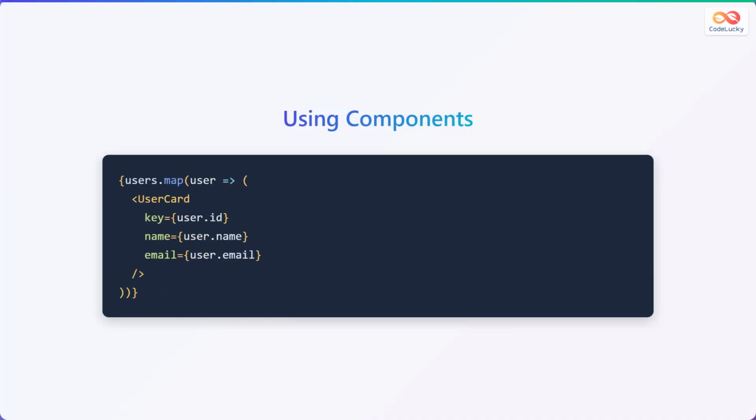To create reusable components, consider extracting the user card into its own component. In this code snippet, instead of rendering the HTML elements directly inside the map function, we're rendering a UserCard component. The UserCard component receives the key, name, and email as props. This makes the code more modular and easier to maintain. Each user card can be reused throughout the application.